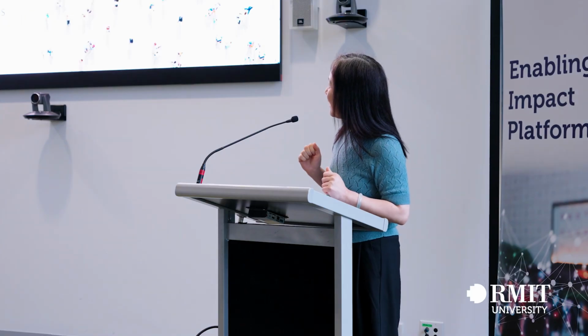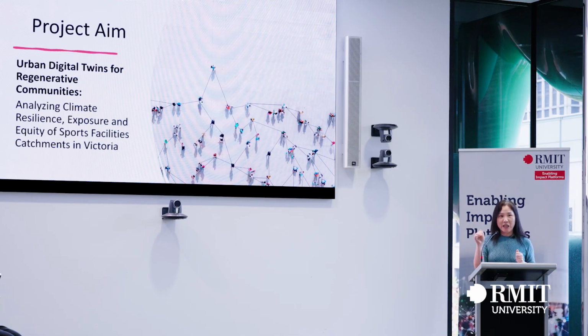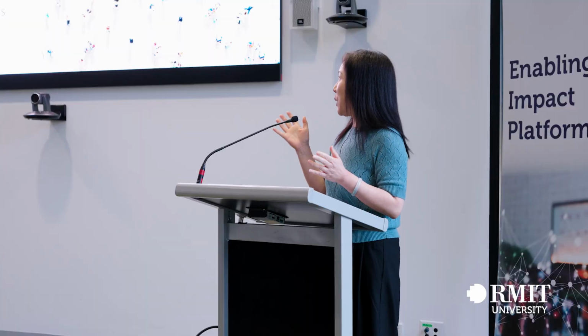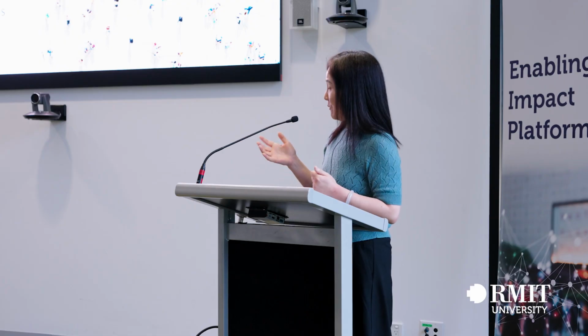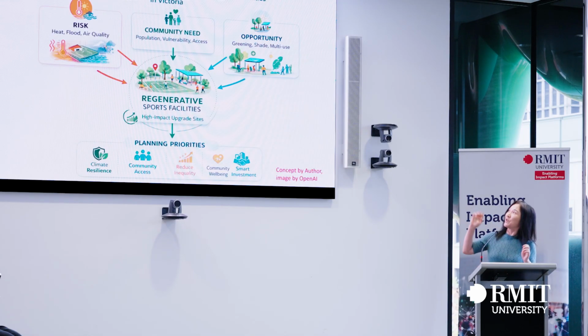On the RUDY node, my small team is trying to build this semantic digital twin for analyzing climate resilience, exposure, and inequity for sports facilities, including the sports oval, swimming pool, all the terms we can identify as sports facilities in neighborhoods. This is our framework, currently working on connecting data to understand the risk, understand the community need, and using spatial analysis to understand the opportunity, the association between the risk and the community need.